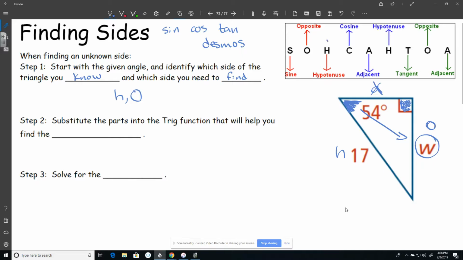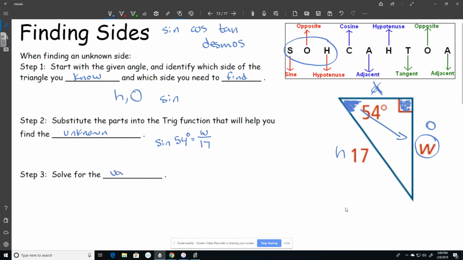So what I want to do is find my trig ratio that matches H and O, which happens to be the sine function. It's not always going to be the sine function, guys. I'm using sine because I'm looking at the hypotenuse and the opposite. If I was looking at the adjacent and hypotenuse, I would use cosine. In this case, I'm going to use the sine function. So I'm going to substitute the parts into the trig function that's going to help me find my unknown value. So the sine of 54 degrees is equal to the opposite side, w, over the hypotenuse, 17.